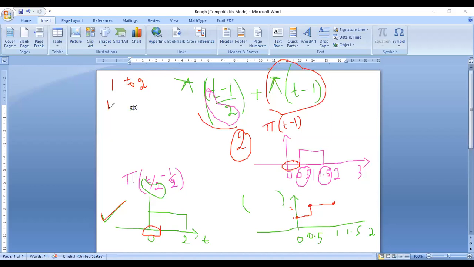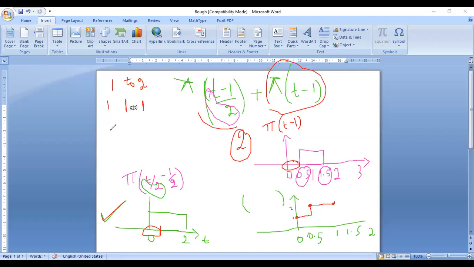Following or not? Tell me. Yes, ma'am. Amplitude is 1. Okay. At between 1 to 2, the in-between value is 1.5. At 1.5 also the amplitude is 1 in the first diagram. And at 2 also the amplitude is 1.